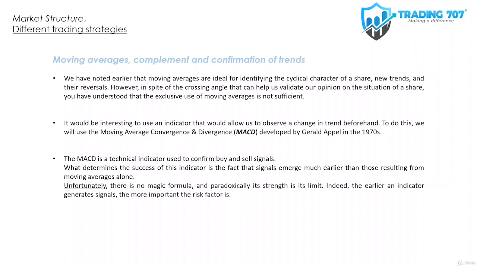The MACD is a technical indicator used to confirm buy and sell signals. What determines the success of this indicator is the fact that signals emerge much earlier than those resulting from moving averages alone. Unfortunately, there is no magic formula, and paradoxically, its strength is also its limit. Indeed, the earlier an indicator generates signals, the more important the risk factor is.